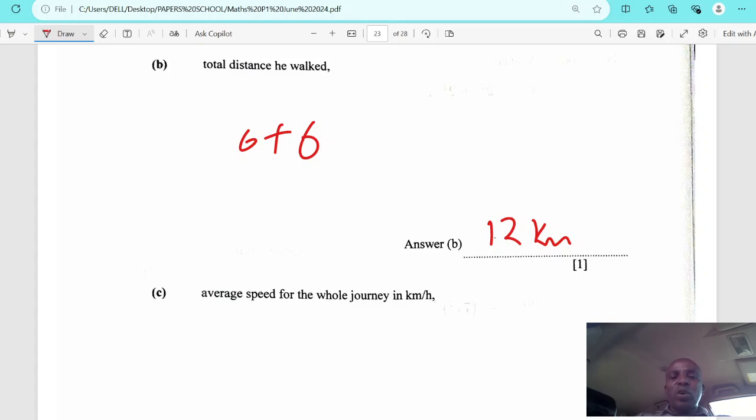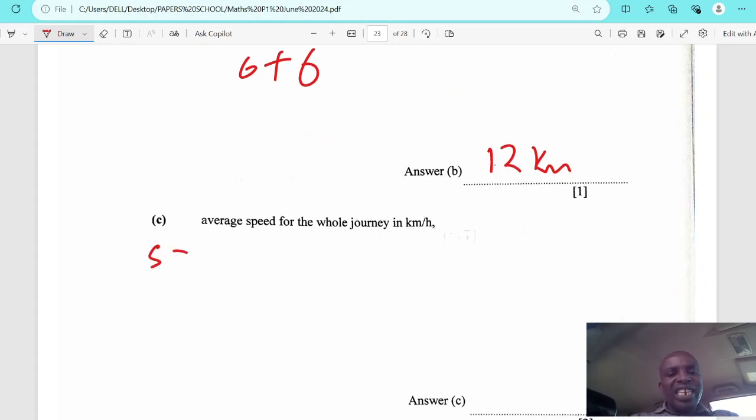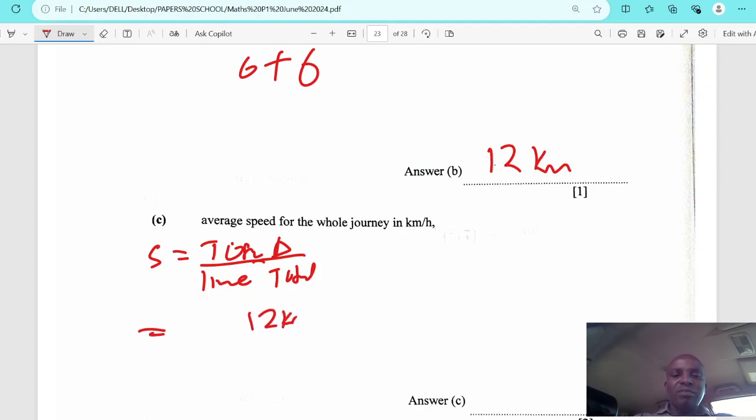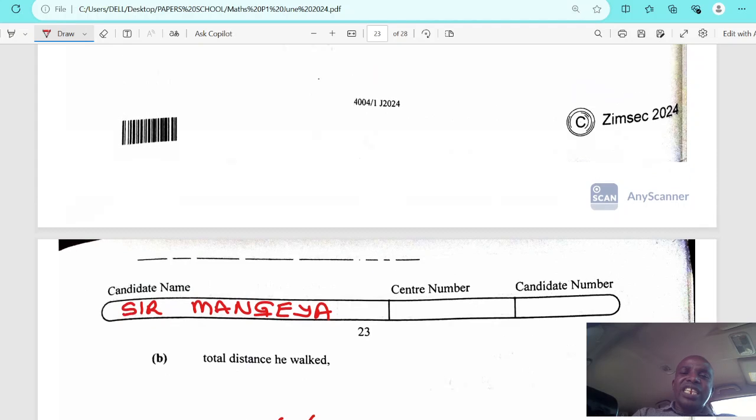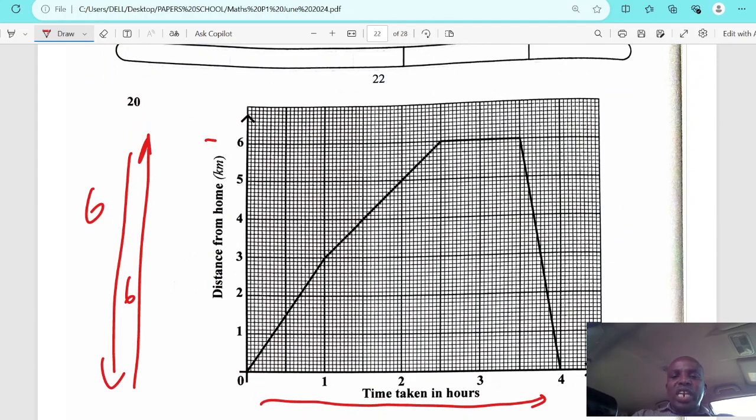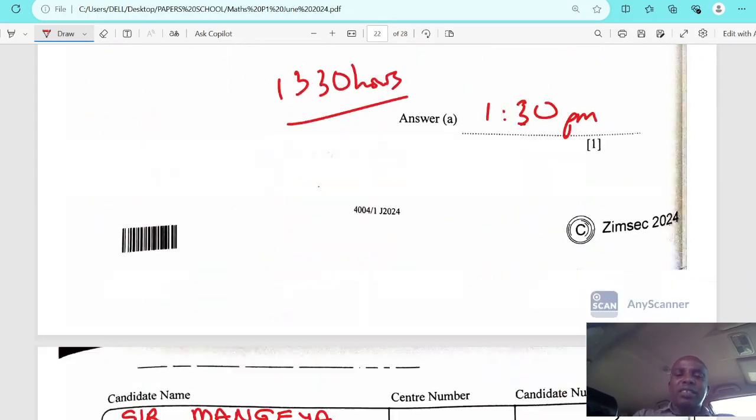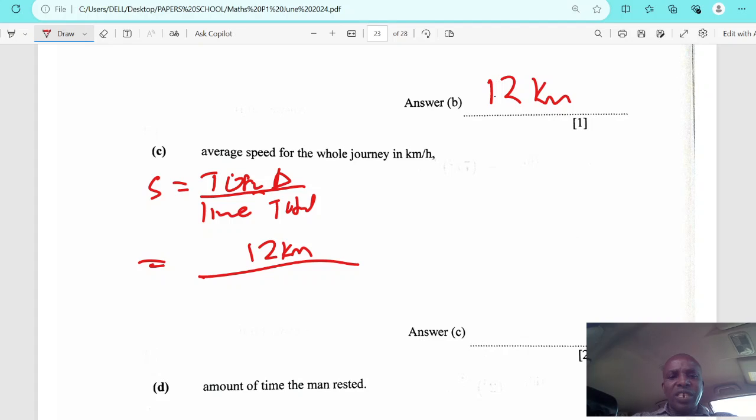Next, average speed for the whole journey. Average speed for the whole journey is total distance traveled over total time taken. So total distance is 12 kilometers. Total time, check the time here. Oh, it took just 4 hours, from 0 to 4. So 12 over 4, this one's pretty easy. So it's 3 kilometers per hour.